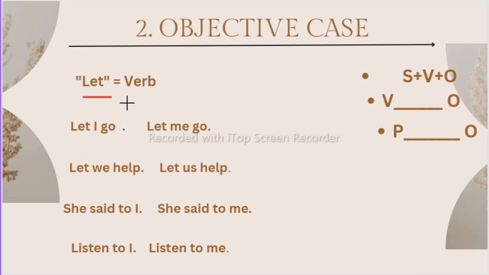So this "let" is a verb here. And remember one thing, after verbs objects will follow, not subjects. So let's see these examples. "Let I go" or "let me go", which is correct? Can we say "let I go"?